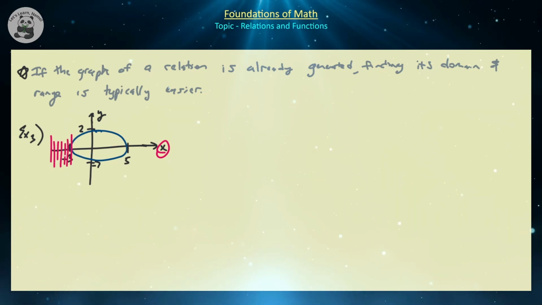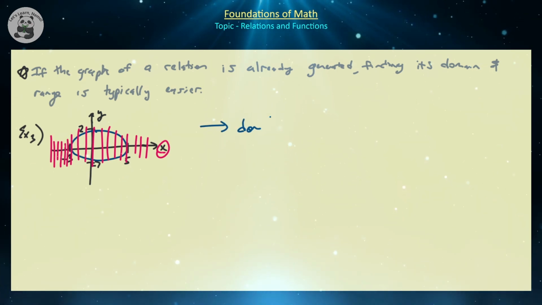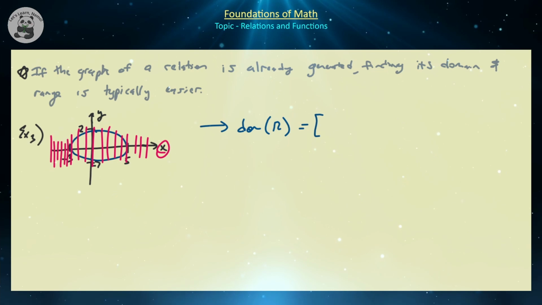So negative 3 is going to be belonging to my domain. All of these values here are also going to be belonging to my domain because I'm crossing it. 5 is going to be belonging to my domain, but any value bigger than 5 is not going to be belonging to my domain since it does not cross my blue curve. So from this graph we can see that the domain of this particular relation is going to be the interval minus 3 up to 5.